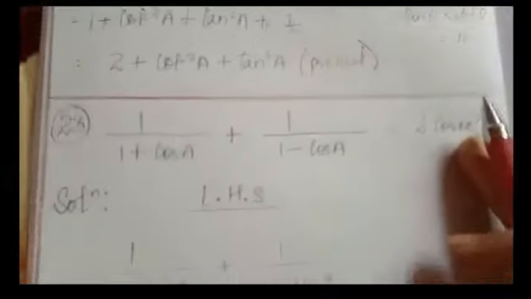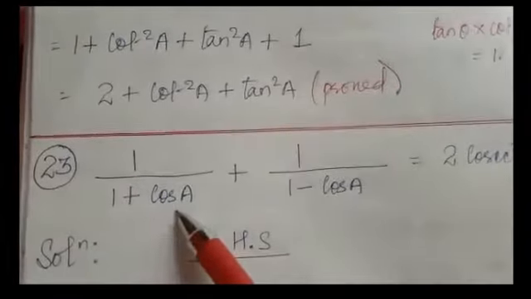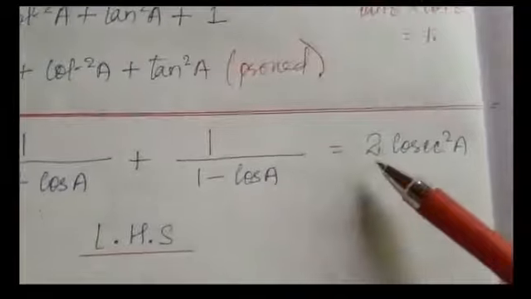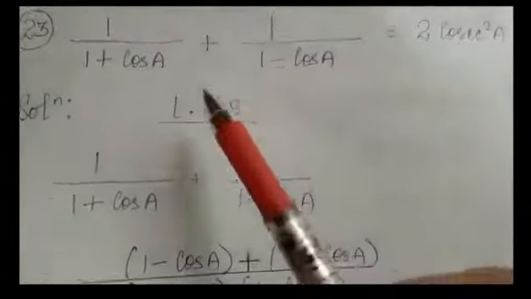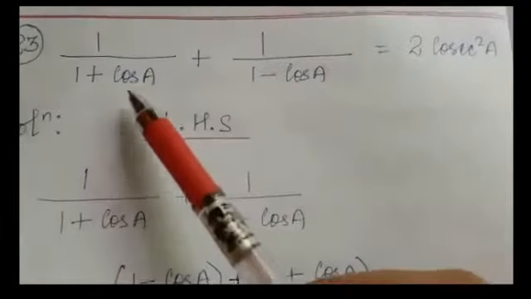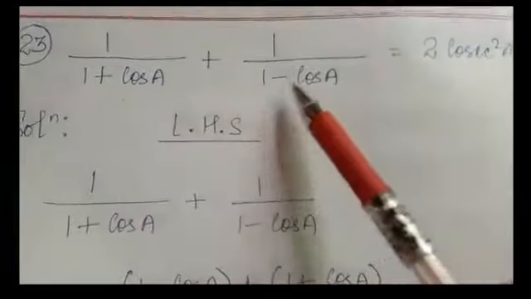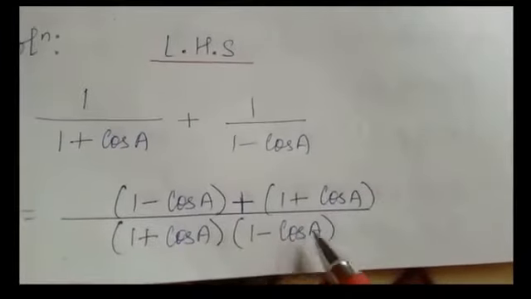Now next is question number 23. 1 by 1 plus cos a plus 1 by 1 minus cos a is equal to 2 cosec square a. Now copy the left hand side. Now we have to take LCM. We have to take LCM of 1 plus cos a and 1 minus cos a. So LCM is 1 plus cos a, 1 minus cos a.